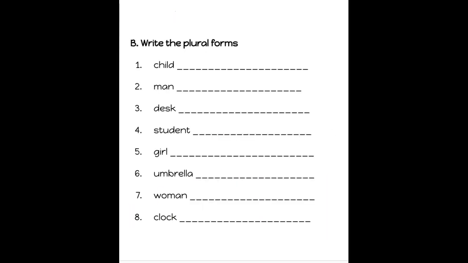Now let's do a little practice. So I want you to take out a piece of paper and a pen or a pencil and write the numbers 1 through 8. All the words listed here are singular, meaning one. I want you to write the plural forms of each word. Press pause on your video. When you're finished, press play to see the correct answers.